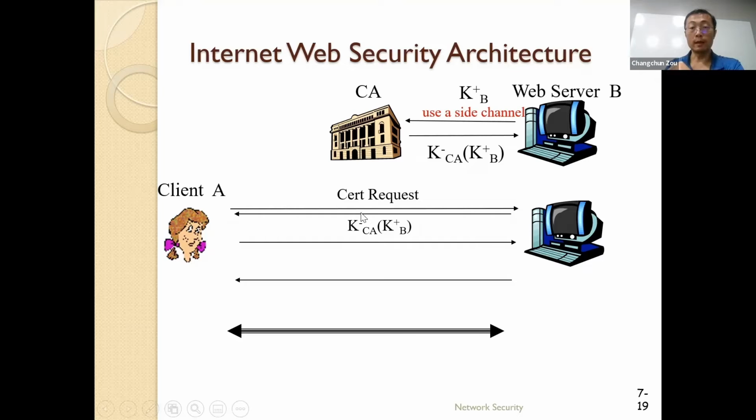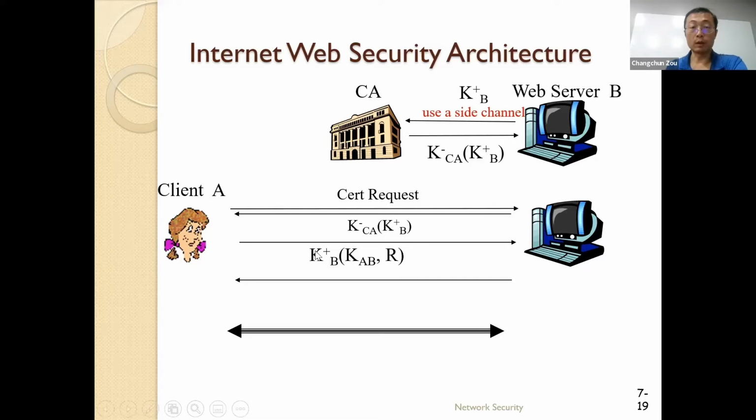Once it gets KB+, this solves the initial chicken-and-egg problem for symmetric key encryption. Because when you do actual data communication, we still use symmetric key encryption like DES or AES, because they are very fast and efficient. No one uses public key encryption for actual data encryption, because that's too expensive.